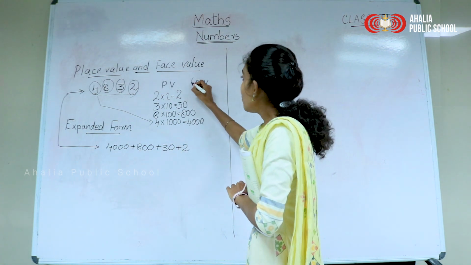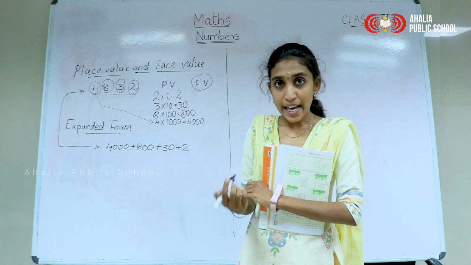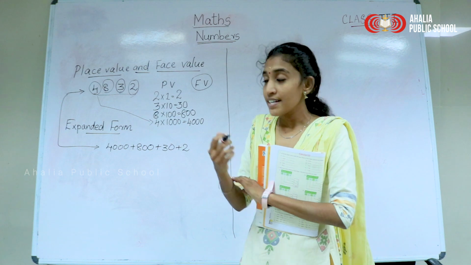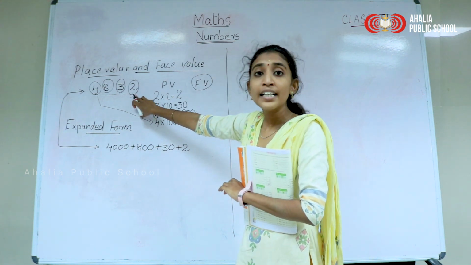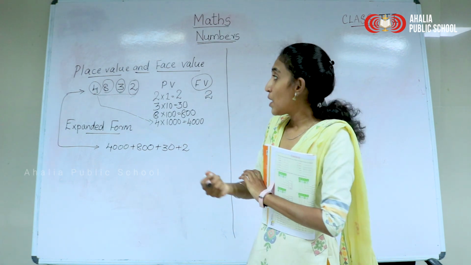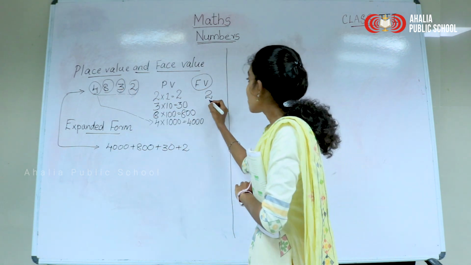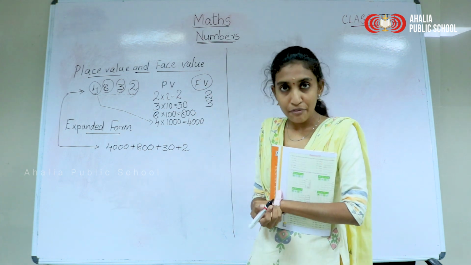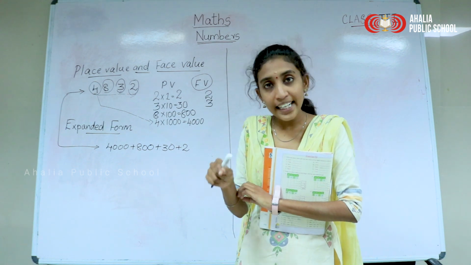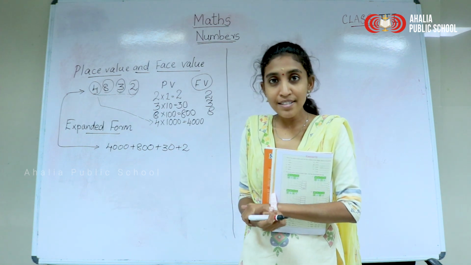Okay. So hope you all remember the face value also. What is the face value of 2 here? I have already told you. Face value is nothing but what you see. What you see here in the place of 2? It is 2. The face value of 2 is 2 itself. What about 3? What you see there? It is 3. The face value of 3 is 3 itself. What about 8? The face value of 8 is? Yes, 8 itself. And next 4. The face value of 4 is 4.